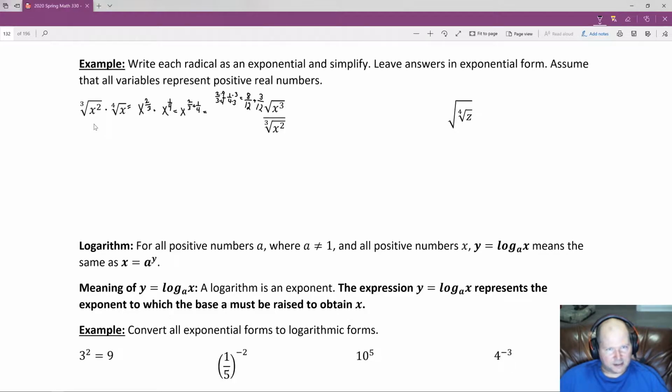So 8 twelfths plus 3 twelfths gives me 11 twelfths. So we end up with x to the 11/12 power. Now, we could write this as a radical answer as well, which would simply be the 12th root of x, and then we bring the whole thing to an 11th power like that, right?